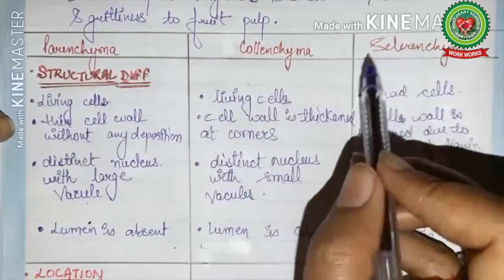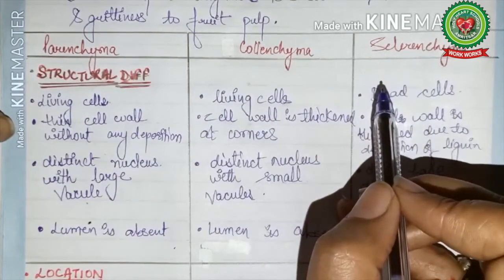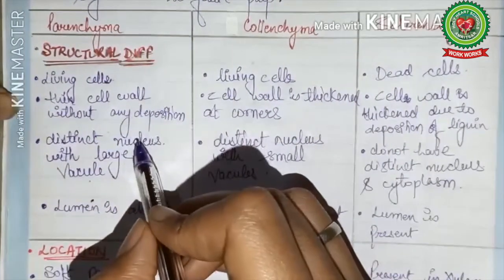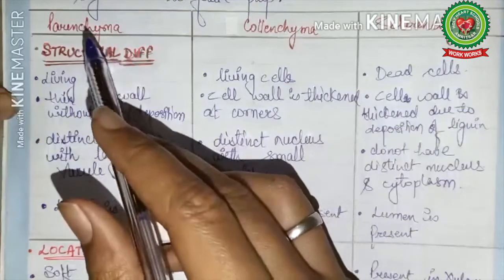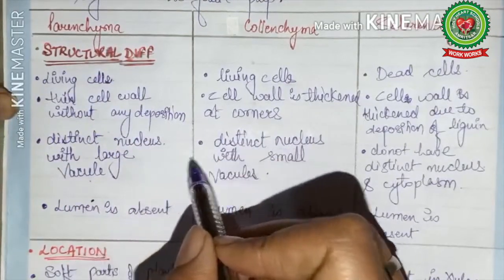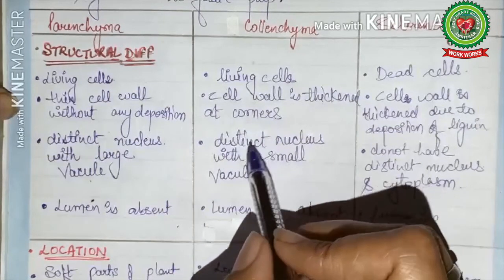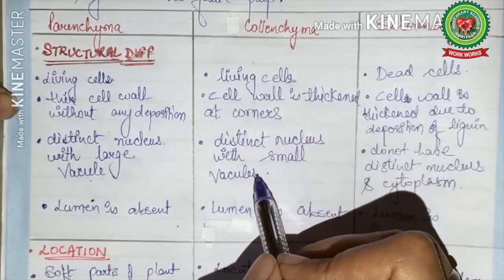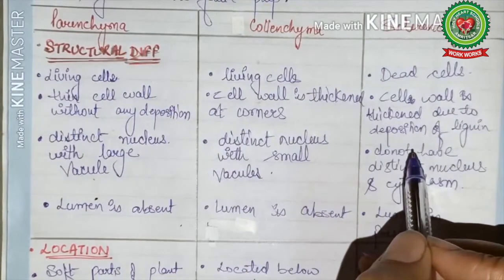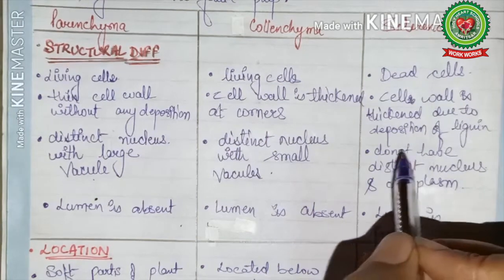Sclerenchyma, the whole wall is thickened due to the deposition of lignin. Now, if we talk about the nucleus and vacuole. In parenchyma, distinct nucleus with large vacuole is present, but in case of collenchyma, distinct nucleus with small vacuoles are present. In case of sclerenchyma, both nucleus as well as vacuoles are absent.